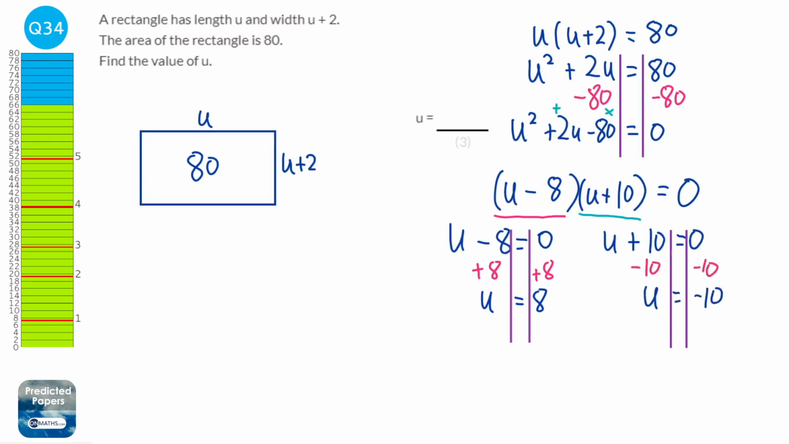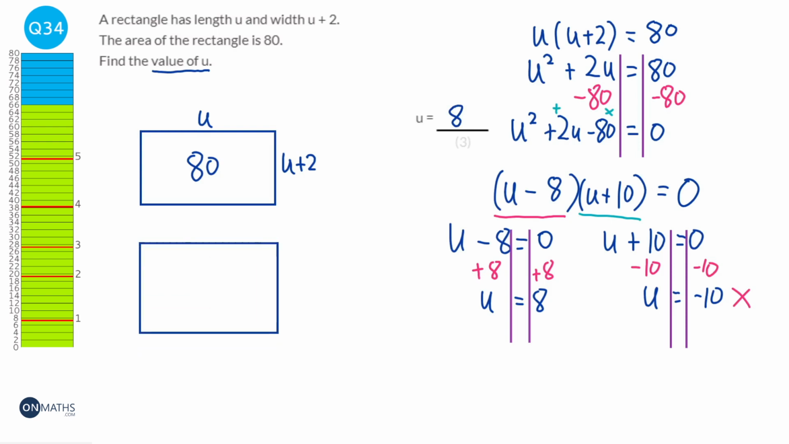Now it might get confusing because it says find the value of u, but a length needs to be positive, so this minus 10 is not the correct answer. Our correct answer will be 8. And we can actually check this, because if I fill in the value of 8, we can have 8 at the top here, and 8 plus 2, which is 10. 8 times 10 is 80. So we know that we've got the right answer.